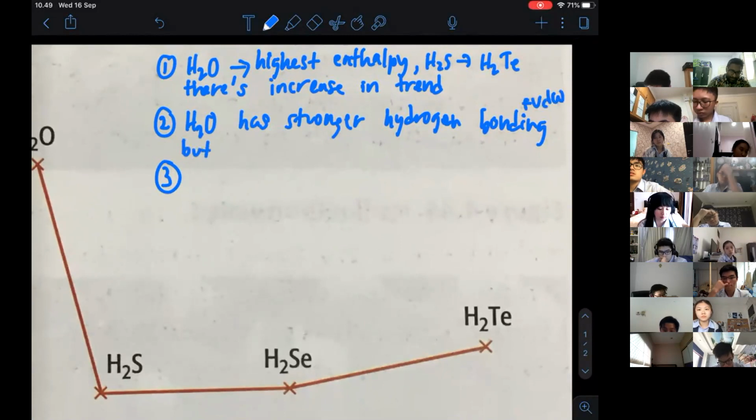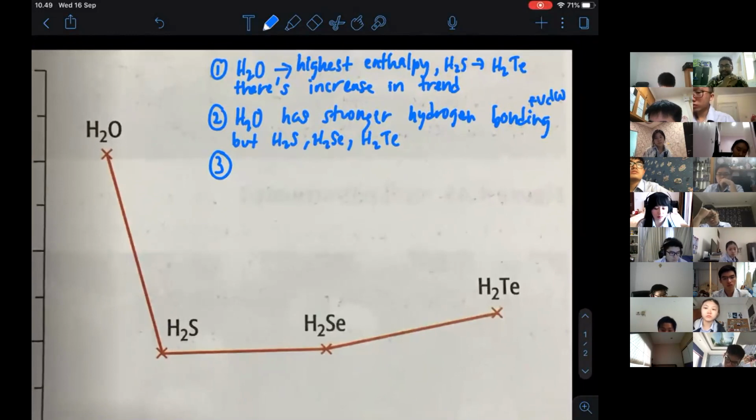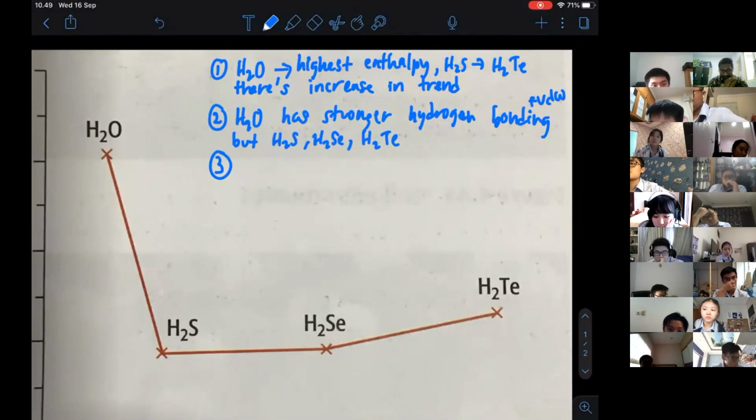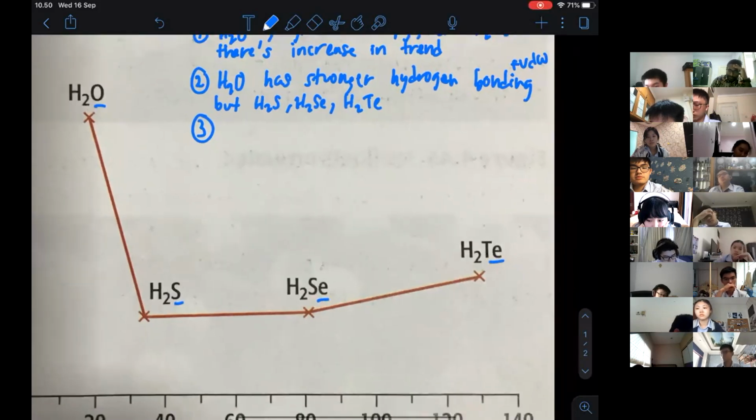But H2S, H2Se, H2Te, let's discuss about them. Just now we mentioned about polarity. Wilson mentioned about polarity, so maybe we get Wilson again. Wilson, are these molecules polar or non-polar? Polar. Yes, they are polar because their shape is bent. The shape is bent because these are all from group 16: oxygen, sulfur, selenium, tellurium, with 6 valence electrons.